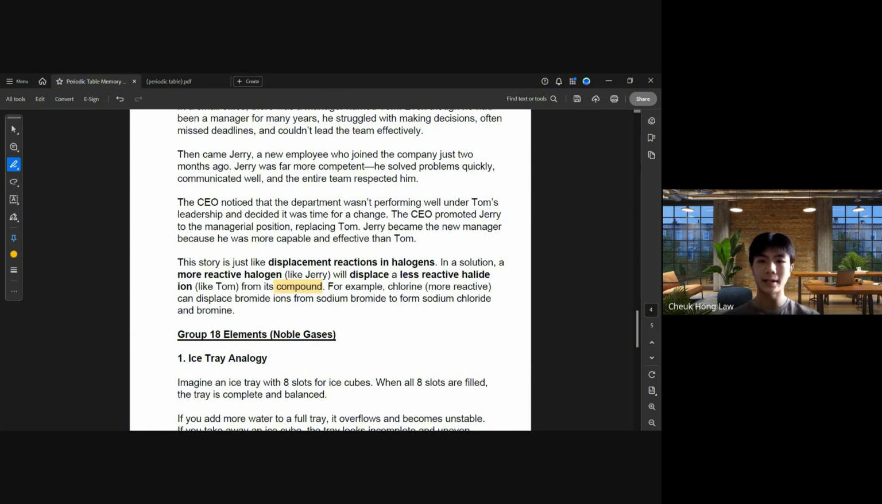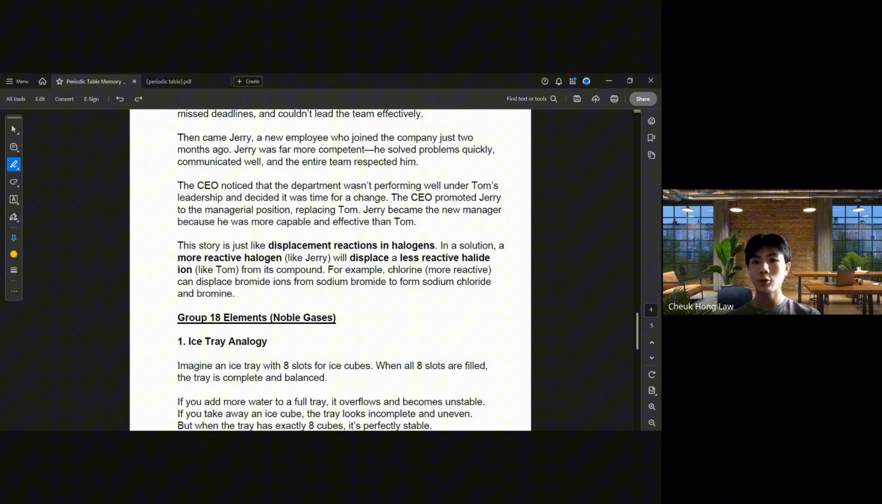So the compound is like the managerial position, right? And then the less reactive halide ion is like Tom. So Jerry being more reactive, being more competent, he can displace the less reactive Tom from the compound. Okay, so it's like displacement. The more reactive displaces the less reactive. Okay, so for example, chlorine, right, is more reactive than bromine. So it can displace the bromide ions from, let's say, sodium bromide. Okay, so you'll form sodium chloride and bromine.